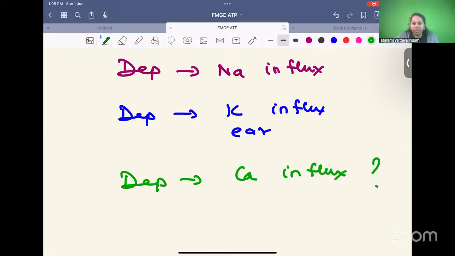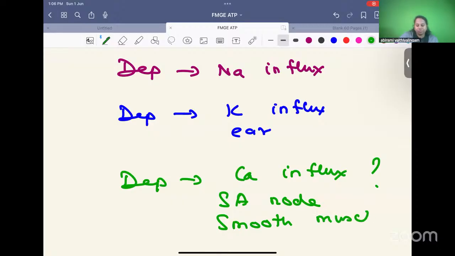Heart, you are very close to the heart. Little more. Where in the heart? Not skeletal muscle. Skeletal muscle, sodium influx only. SA node, your pacemakers. SA node, very good. Pacemakers and also smooth muscles. Please note this. Everywhere depolarization is due to sodium influx. Only in the ear, potassium influx. SA node and smooth muscles, calcium influx.